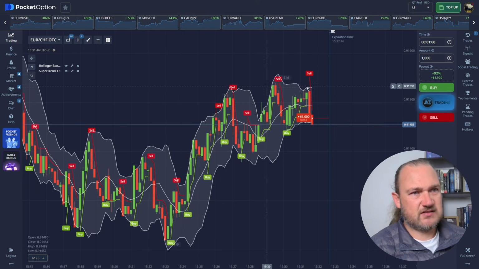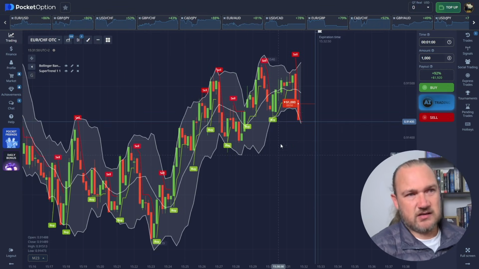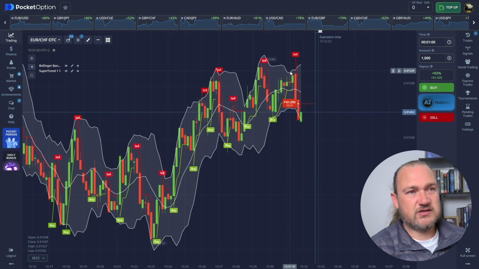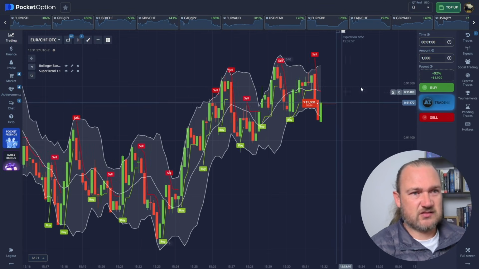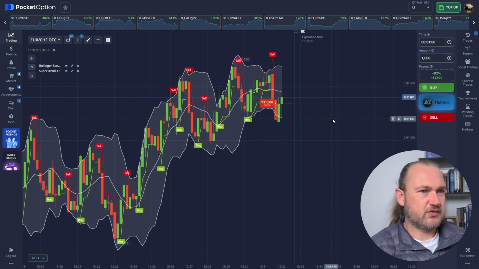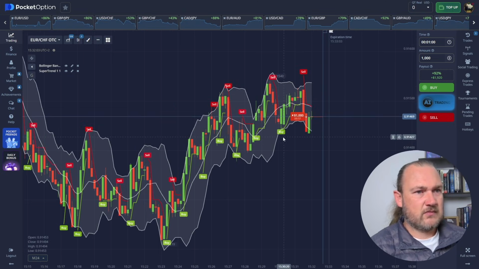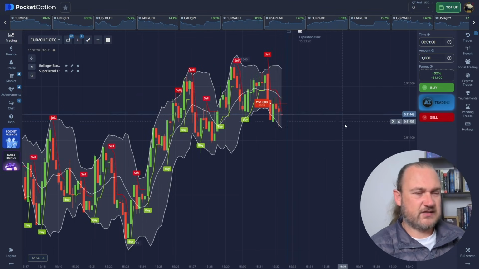You can see that price didn't break through this area here. It's still in range here. And we did get the pierce of the upper Bollinger Bands on this candle here. And then price just started going down. So we're going to wait and see what happens. We're going to wait for the expiry timer to run out and see what happens. It's being very stubborn at the moment.